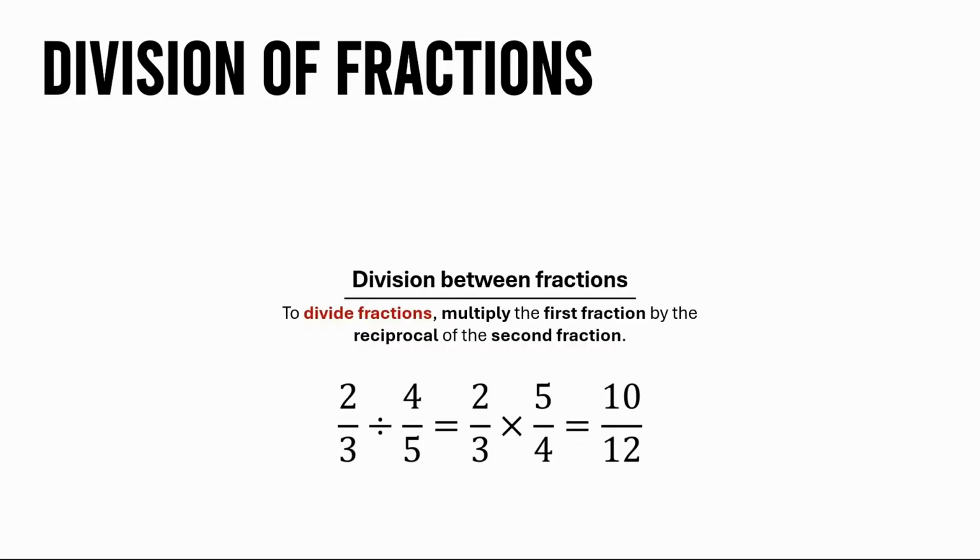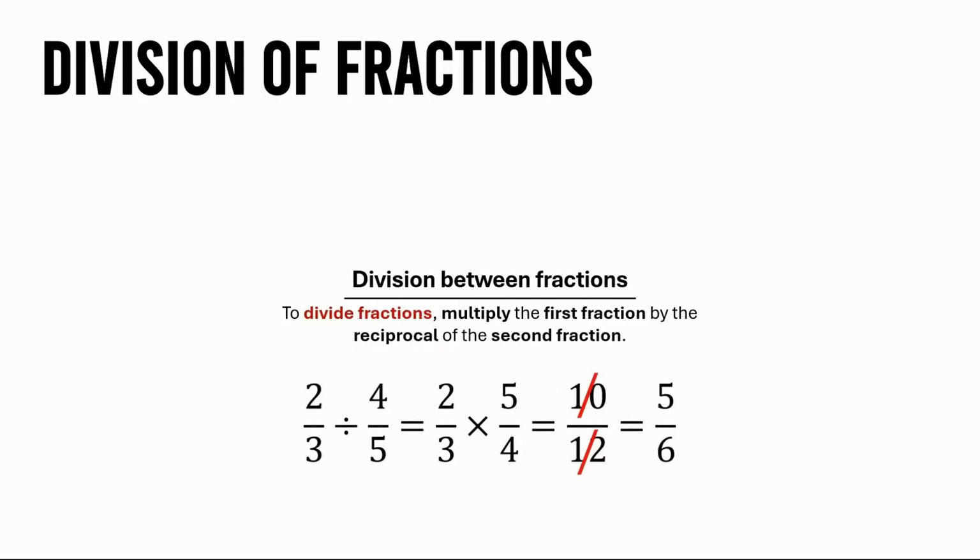So the division 2/3 by 4/5 results in 10/12. Let's simplify 10/12 by dividing both sides of the fraction by 2 to get 5/6.